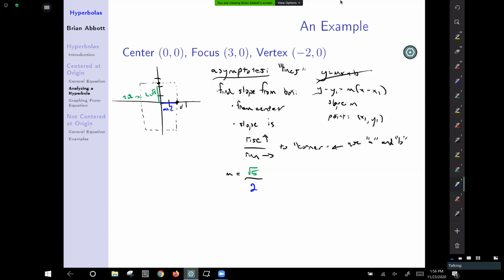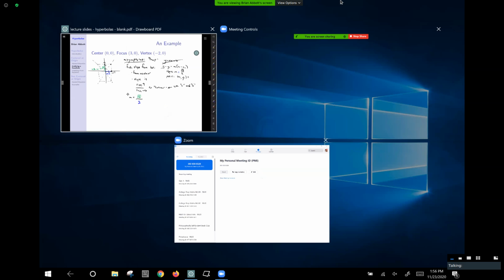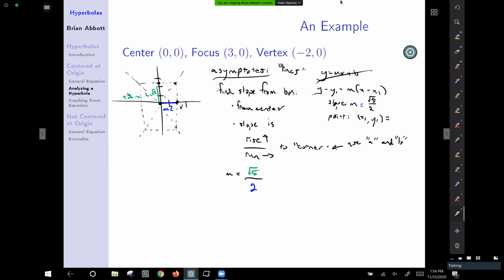So what do we now need? We know our slope, so I'll fill in our slope over here. Our slope is root 5 over 2. What point do we want to use? Well, you can use any point you want. You could use the corner point here. I guess I didn't draw my asymptotes, and I should have. There we go. Let's draw our asymptotes now. You could use the corner of the box, but that's going to be kind of an ugly point, 2 comma root 5. Why don't we just stick with the nicest point that this line goes through? 0, 0. So I'm going to use 0, 0.